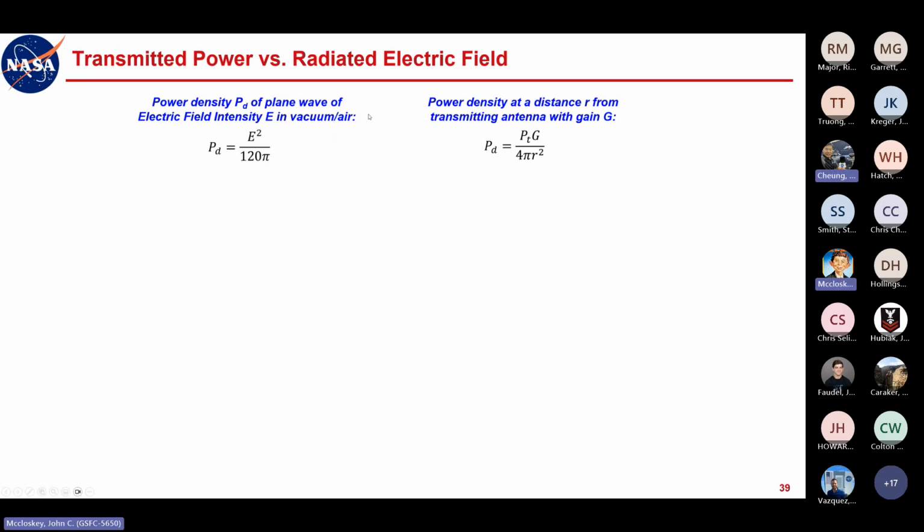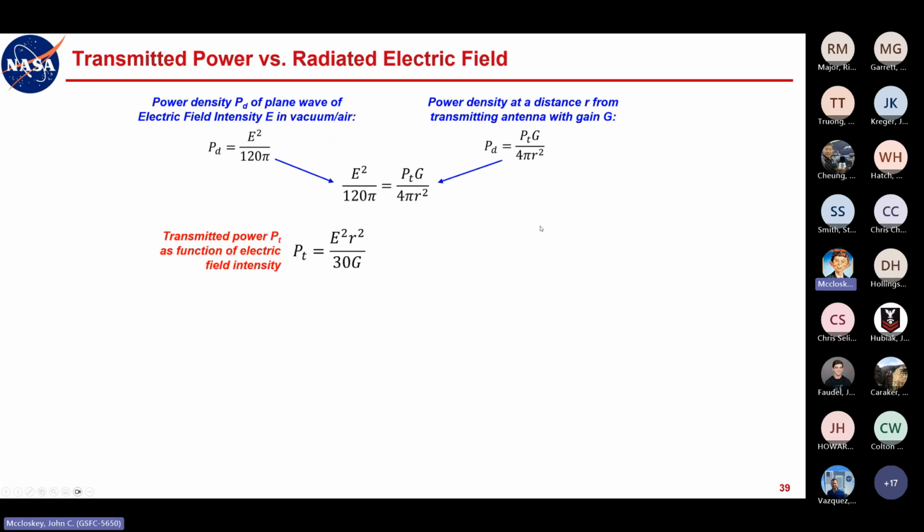Okay. So we have these two expressions for power density. Well, we can just set them equal to each other. And then we can first solve for P_T, the transmitted power that you need to get a given electric field intensity at a given distance for a given gain of your transmit antenna. And then we can rearrange the terms differently to solve for the electric field intensity as a function of transmitted power. So these are two very useful equations.